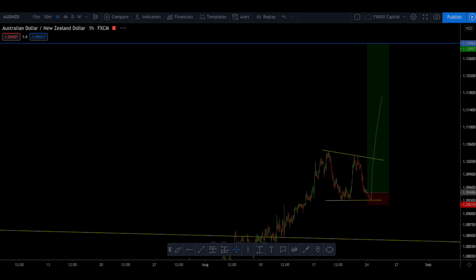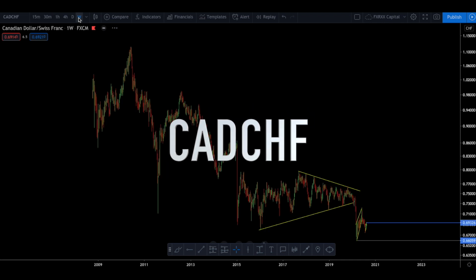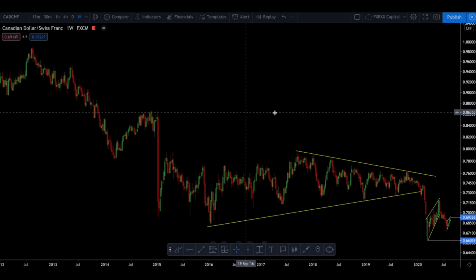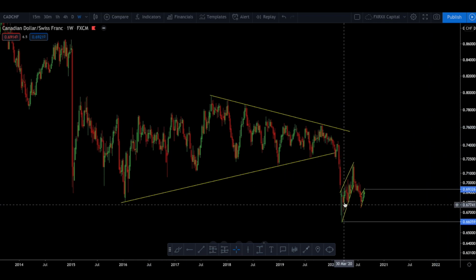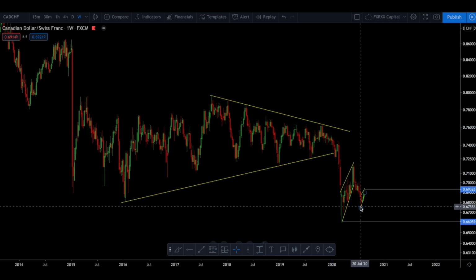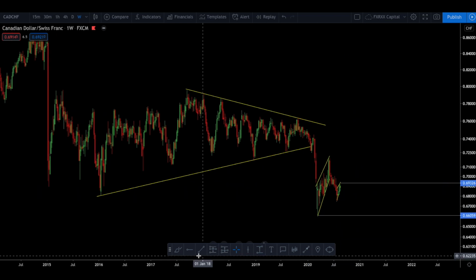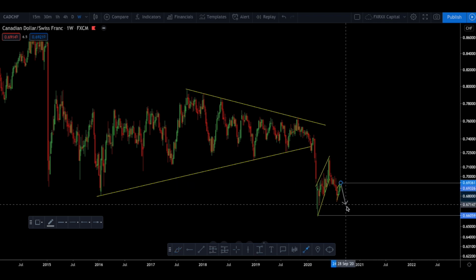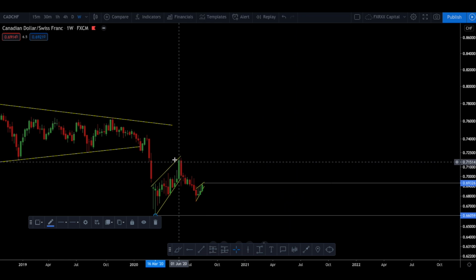We move to the second pair, which is Canadian dollar, Swiss franc. For this pair, you can see at high time frame, price break the structure, create a correction, pull back up, and come back up once again. So what we expect is price to move down once again towards this 90% rules of this ascending channel.